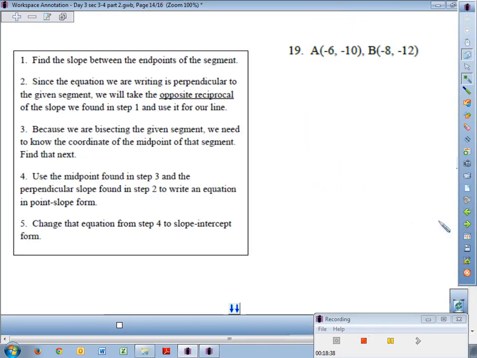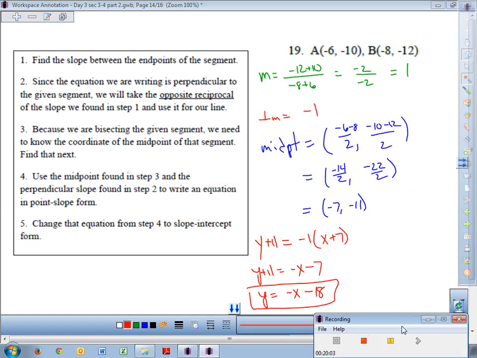Okay? Why don't you do number 19? Pause that video and get the whole puppy done. So that bad boy came out real nice. Slope of 1, opposite reciprocal of that, which means the perpendicular slope is -1, midpoint -7, -11. Point slope form, subbing in, and y should have turned out to be -1x minus 18.